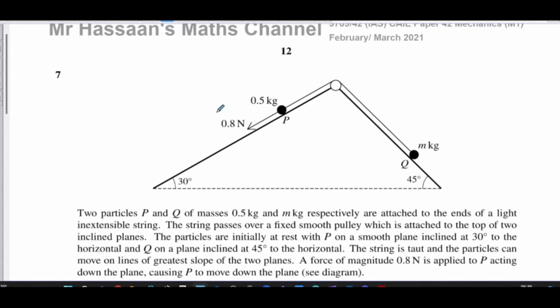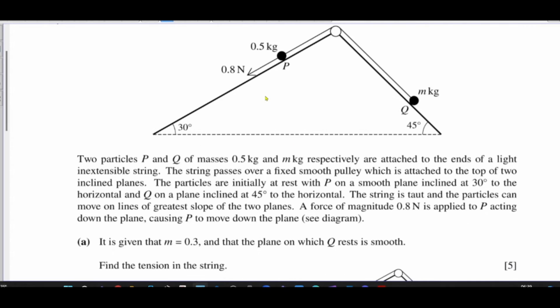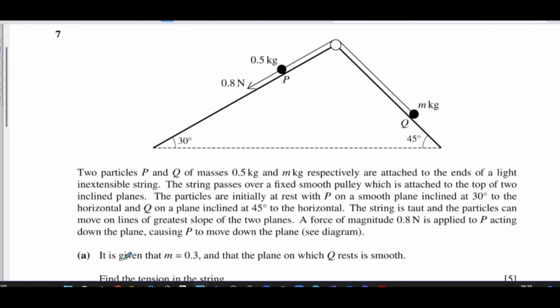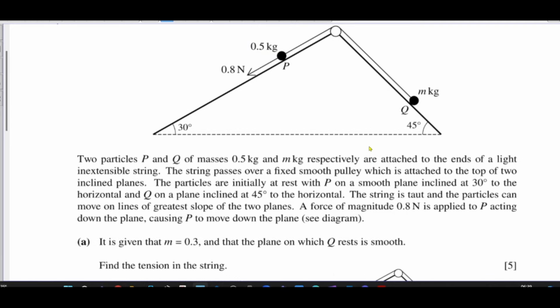A force of magnitude 0.8 newtons is applied to P, acting down the plane, causing P to move down the plane as shown in the diagram. So for part A, we're told that m is 0.3 and the plane on which Q rests is smooth. So for part A, we have to use those values and those assumptions. It says find the tension in the string.